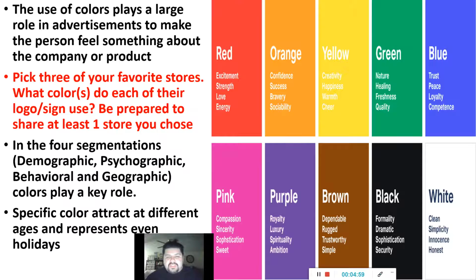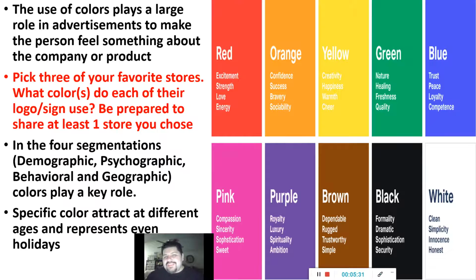Purple, royalty, luxury. Black, formality, dramatics, security. White, clean, simplicity. Okay, each one of these things plays a role. And yes, even in geographic, because some parts around the world use certain colors more than others, whether it's darks, whether it's brights, whether it's a mixture. The thing is, they use certain colors in certain parts of the world.